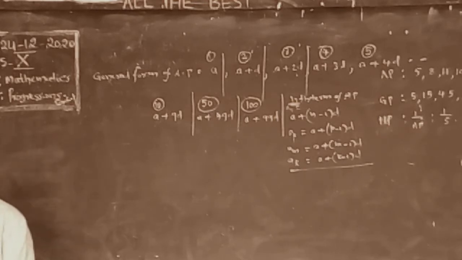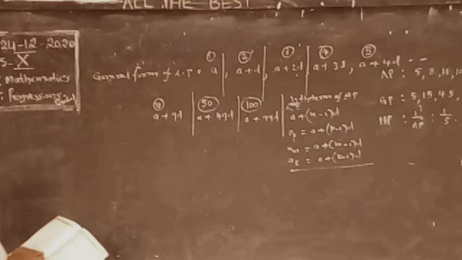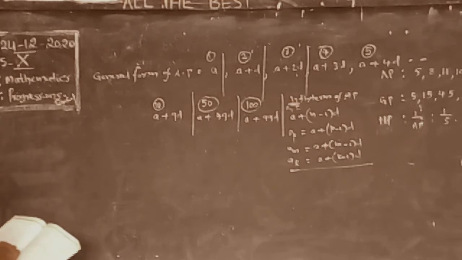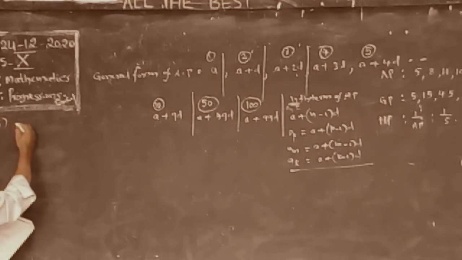Yesterday we did some problems on the first exercise and a few more are left. I want to explain them. We did up to 6. Now the seventh one. Whether it is AP or not, we have to say. If it is AP, write the next three terms.